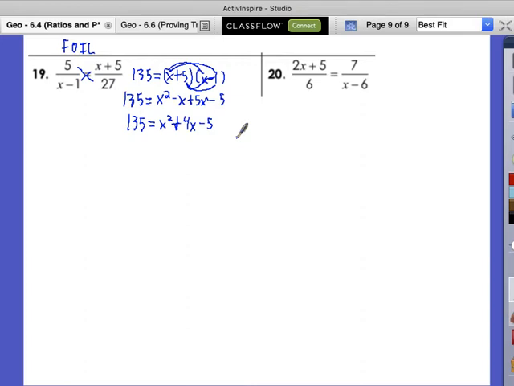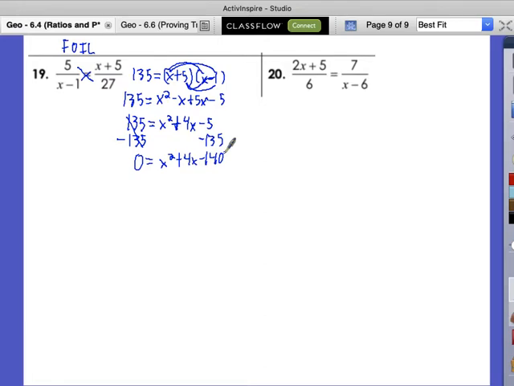In order for factoring to work, we need it to equal 0. So that means we need this number to be 0. So how do we make 135 0? Subtract 135. And if we subtract it from this side, we have to do it from this side as well. We need to move this negative 135 over because we need it equal to 0 in this case. So we have x squared plus 4x minus 140.